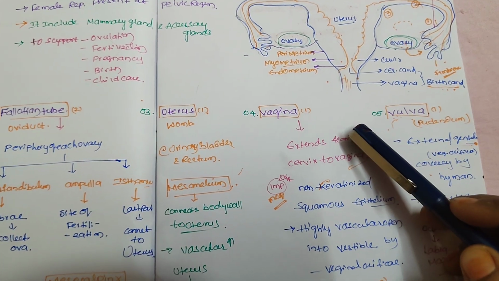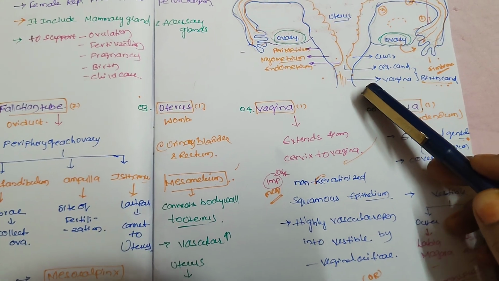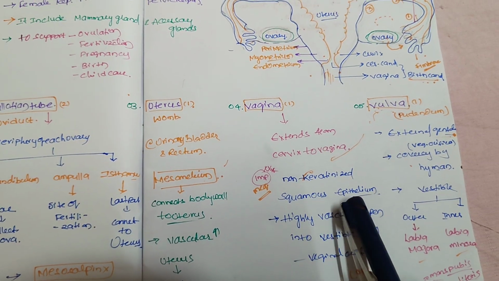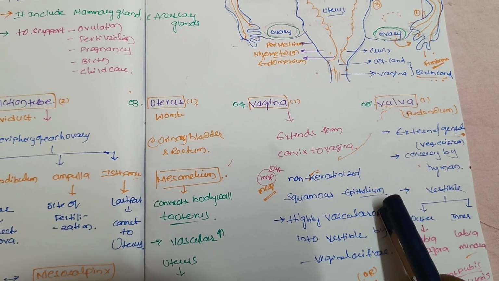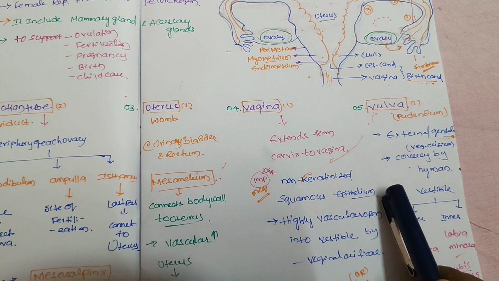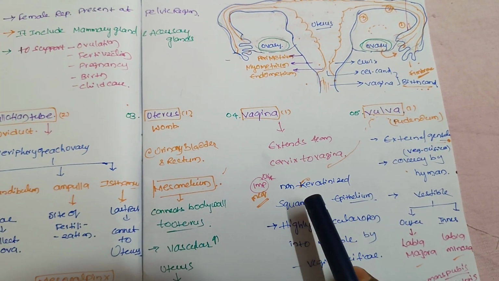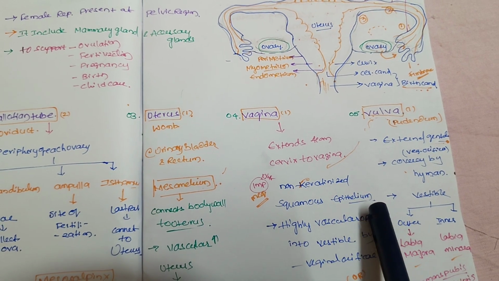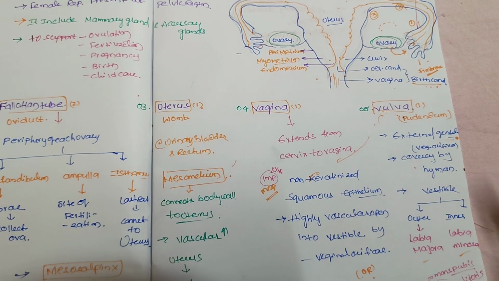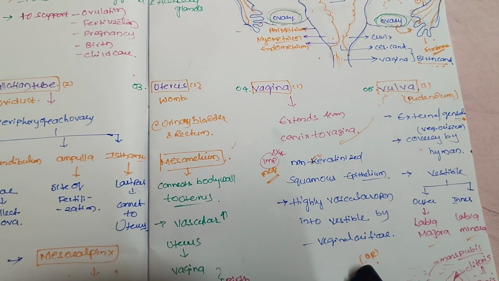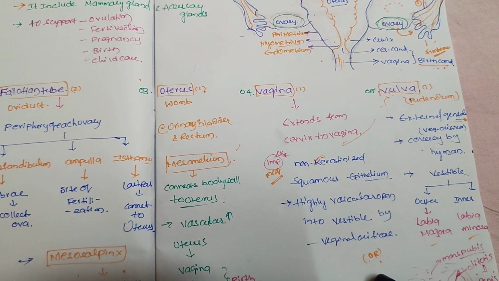The next part is the vagina. It extends from the cervix. So it is also one MCQ. The vagina is covered with which type of tissue? Non-keratinized squamous epithelium. We already discussed it in types of tissues with the example of the vagina. So remember, non-keratinized squamous epithelium. It is also highly vascular. It opens into the vestibule by the vaginal orifice. Sometimes it is called the orifice. We have an external orifice and an internal orifice.